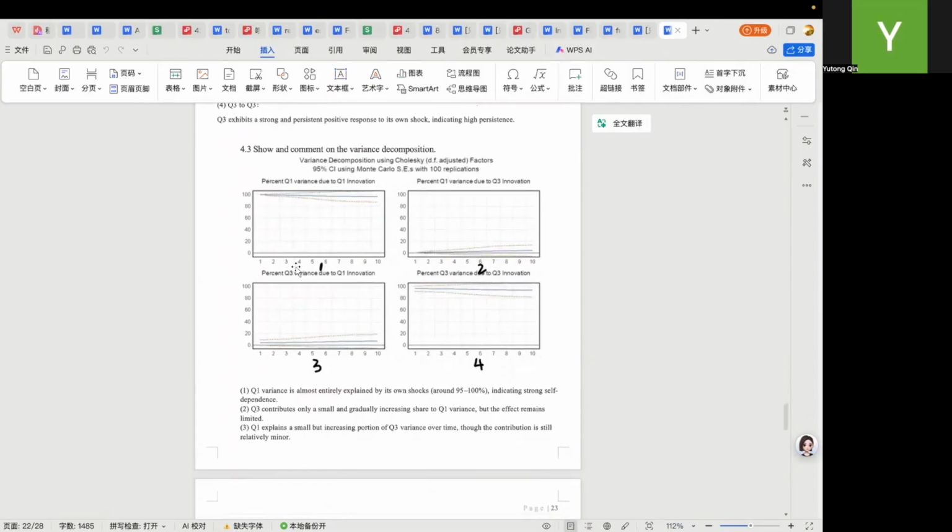Next, show and comment on the variance decomposition. Q1 and Q3 variance are mainly driven by their own shocks, with cross effects increasing slightly over time but remaining weak.